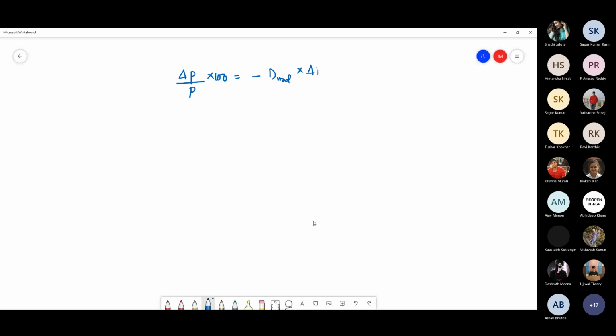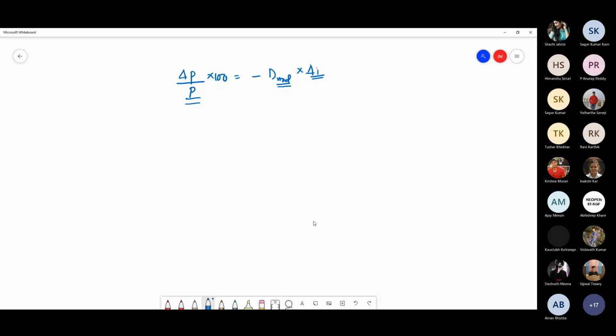So delta I is basically the change in interest rate. D modified is the modified duration. P is the beginning price of that particular bond. So that is the way the price change of the bond can be calculated. That part we have already discussed in the previous class.